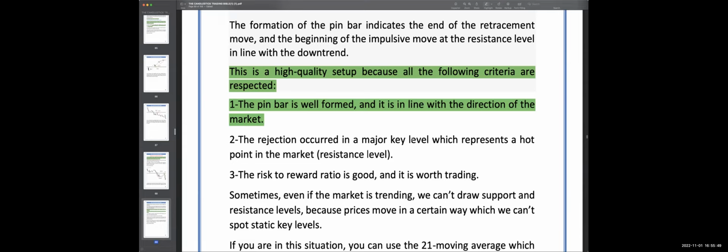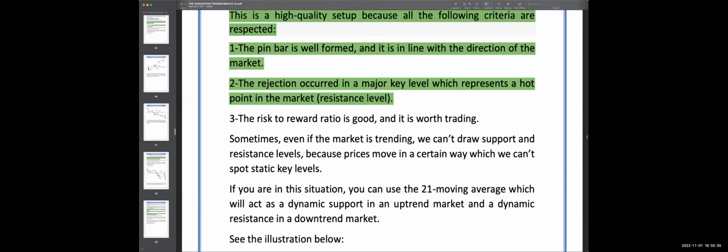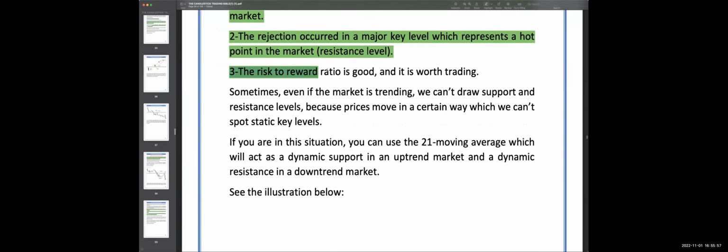The rejection occurred at a major key level, which represents a hold point in the market. In this example, it was a resistance level, and the risk to reward ratio is good and it is worth trading. Sometimes, even if the market is trending, we can't draw support and resistance levels because the prices move in a certain way, which we can't spot static key levels.